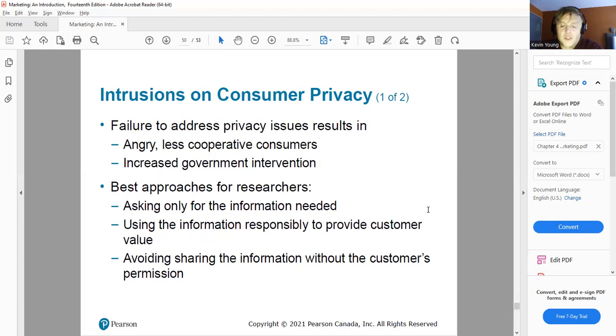There are always potential intrusions on consumer privacy. Failure to address privacy issues results in angry, less cooperative consumers and potential increased government intervention if you are violating someone's privacy. So the best approaches for researchers will include asking only for the information that is absolutely required, using the information responsibly to provide customer value, and there's that word again, value, and avoiding sharing the information without the customer's permission.